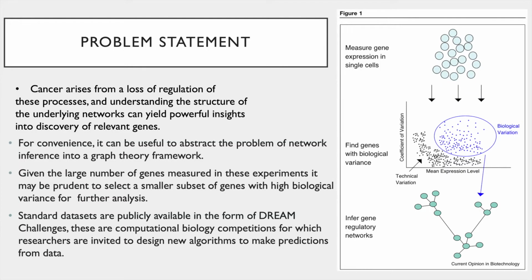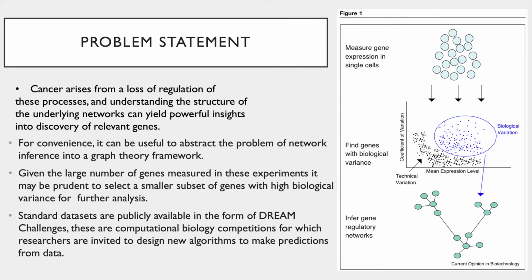For the problem statement, we know that cancer arises from a loss of regulation of processes in cells, and understanding disease structures through the underlying networks gives powerful insight into the discovery of relevant genes. For convenience, it can be useful to abstract the problem of network inference into a graph theory framework, as we can see in Figure 1.